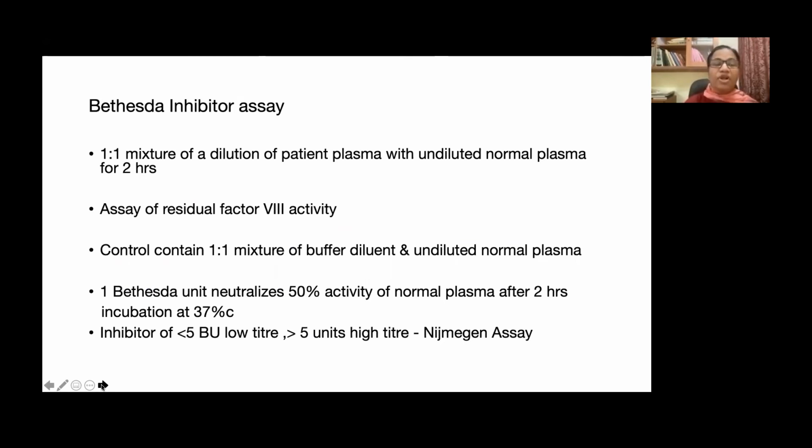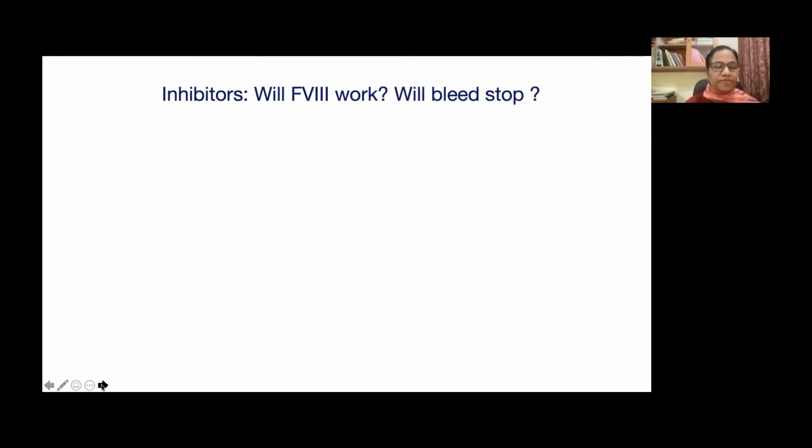And the reciprocal of this residual factor VIII activity is expressed in Bethesda units. You should just remember that inhibitors are expressed in Bethesda units. If it is less than 5 Bethesda, that means low titer inhibitor. If it is more than 5, that means high titer inhibitor.